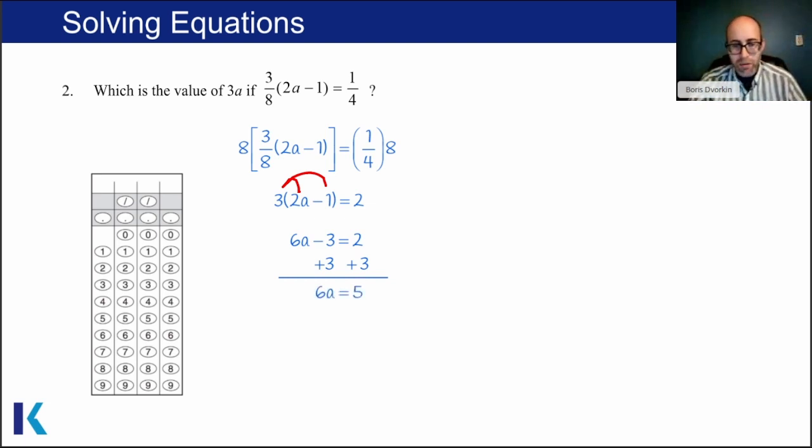So 6a now equals 5. Divide both sides by 6, and you get a equals 5/6. Now, are we done? Is this our final answer? This is not the final answer. Oh, PSAT. Because the test makers asked for 3a, not a.